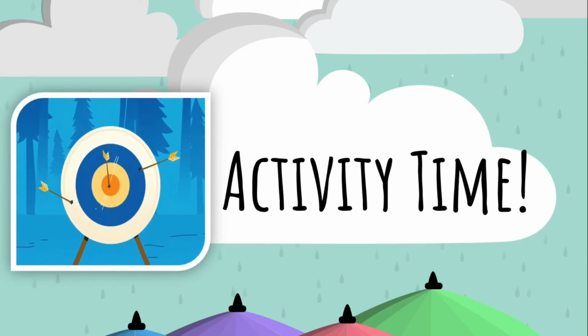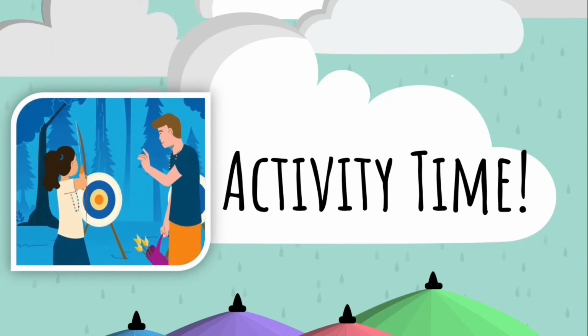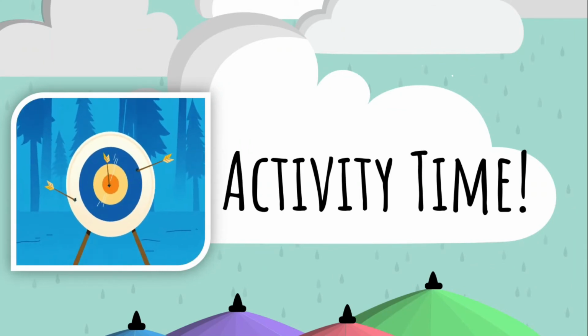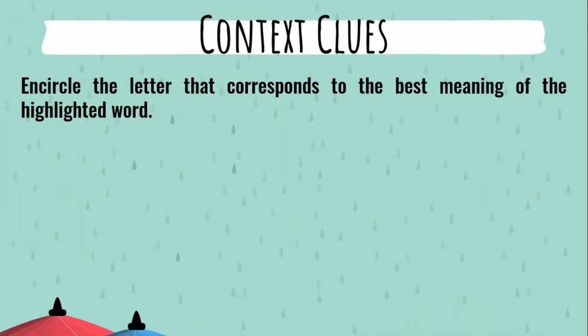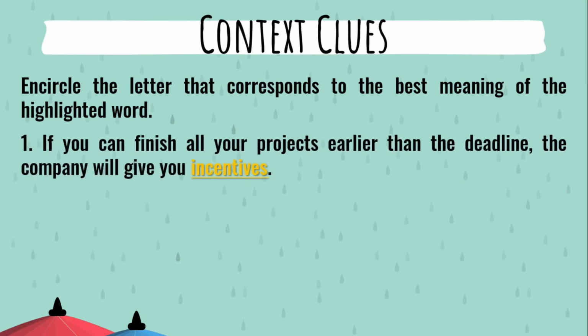This time, let's have our activity time. Encircle the letter that corresponds to the best meaning of the highlighted word. Number 1. If you can finish all your projects earlier than the deadline, the company will give you incentives. What do you mean by the word incentives based on the given context clues for item number 1?